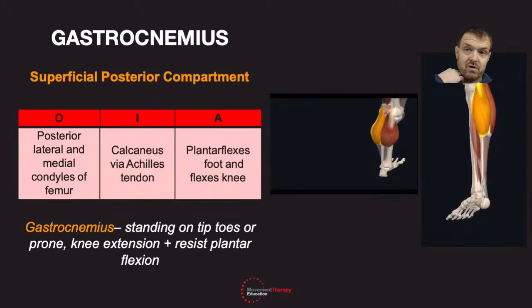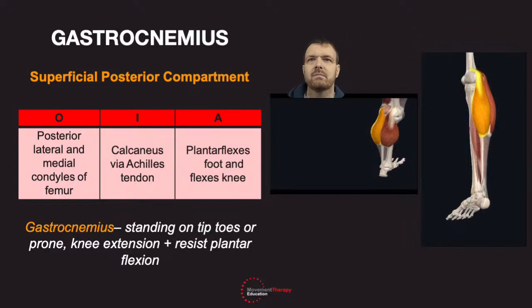So we looked at gastroc, and this came from the last session we did on the foot and ankle, because it forms the Achilles tendon that attaches onto the calcaneus. But the gastrocnemius also crosses the knee joint and attaches onto the posterior lateral and medial condyles of the femur, right at the back of the femur.